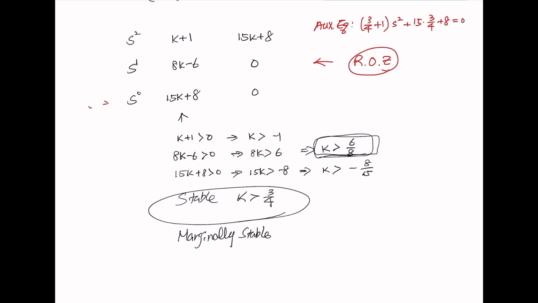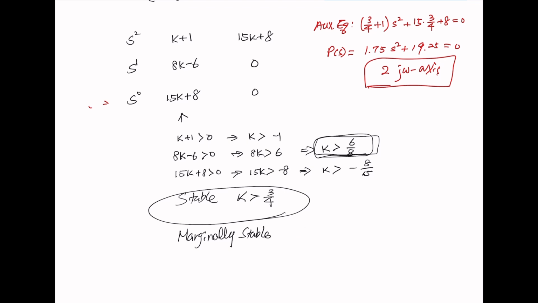That equals 0. Then the auxiliary equation P(s) is going to be 1.75s² + 19.25 = 0. This will give us 2 jω axis poles. So for marginally stable, we have to have K = 3/4. For unstable, K has to be smaller than 3/4.